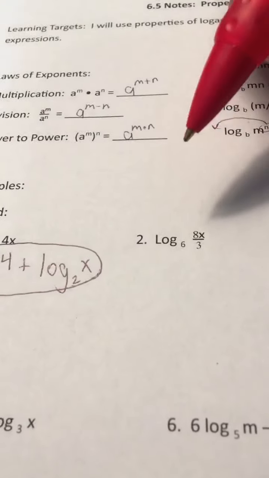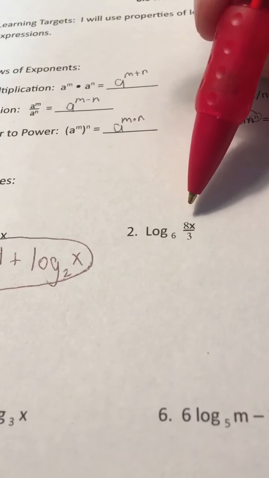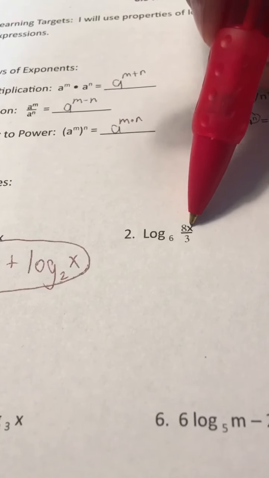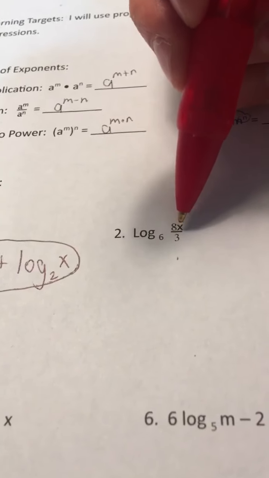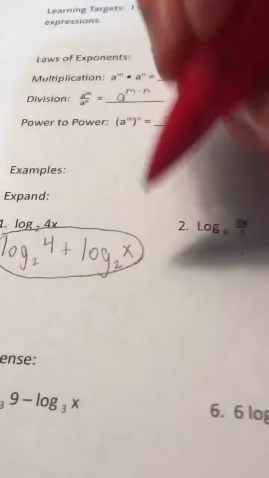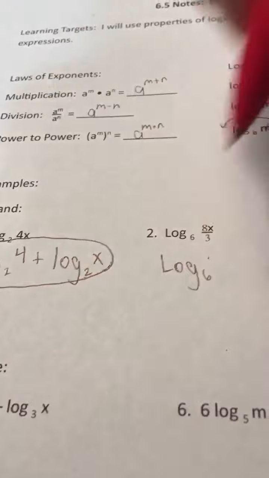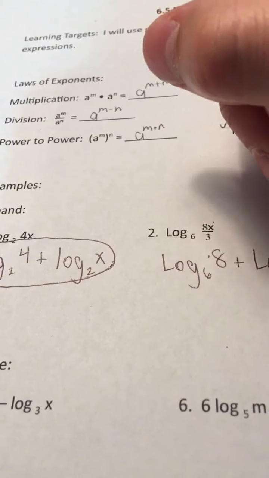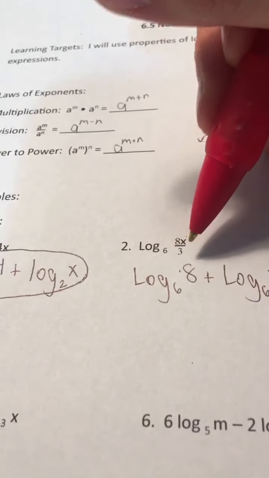Now, you notice problem number 2, how many logs do you think they're going to be in my answer? It's going to be 3 of them. One for the 8, one for the x, and one for the 3. So first of all, I have 8 times x, multiplication, so I can turn that into addition just like I did the last problem. So I could write this as log base 6 of 8 plus log base 6 of x. Now I'm not done.